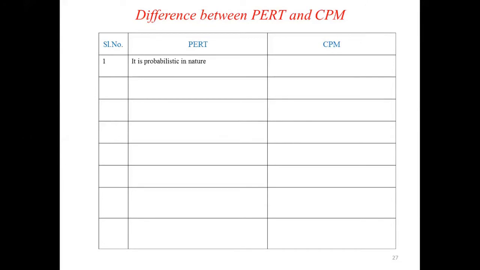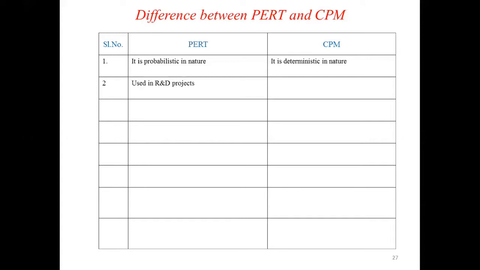is probabilistic in nature. The chance of completing the project is probabilistic, whereas CPM, the critical path method, is deterministic in nature. That will give the actual duration of the project.